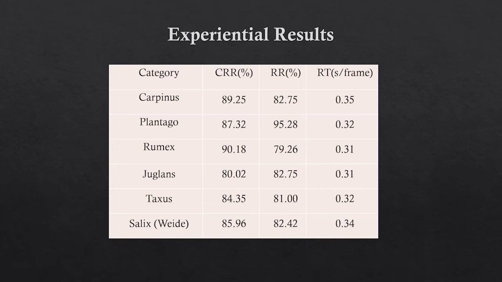In the experiment, the accuracy rate, correct recognition rate (CRR), recall rate (RR), and recognition time (RT) verify the performance of the experiment. Let's focus on this table. This table shows the classification and recognition performance of six pollen images.